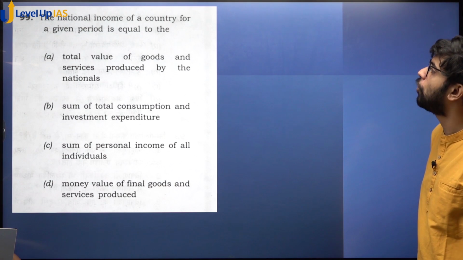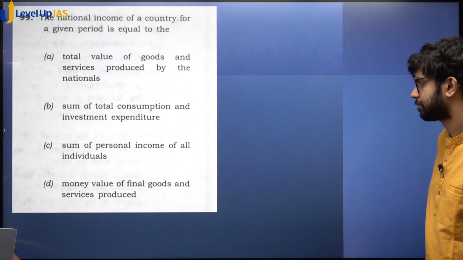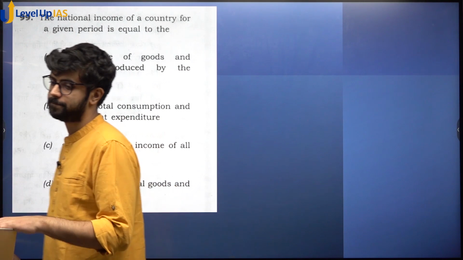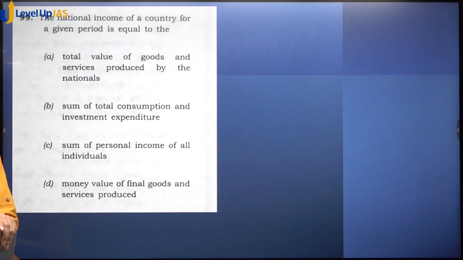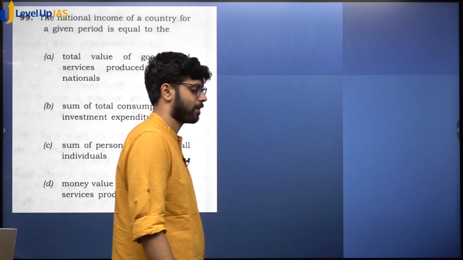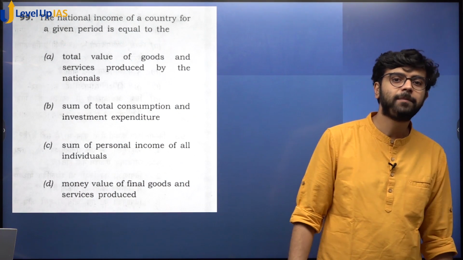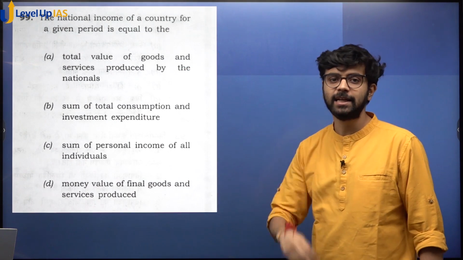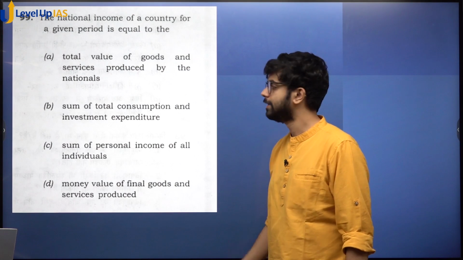National income of a country for a given period is equal to what? What is national income? What is national income? National income is NNP. Do you remember? National income is NNP, right? See, if you are confused between A and D, then I agree, बराबर है. You are on the right track.